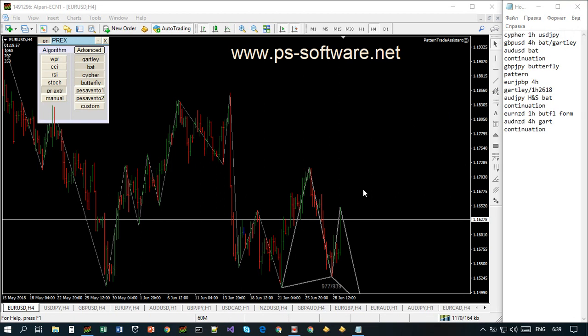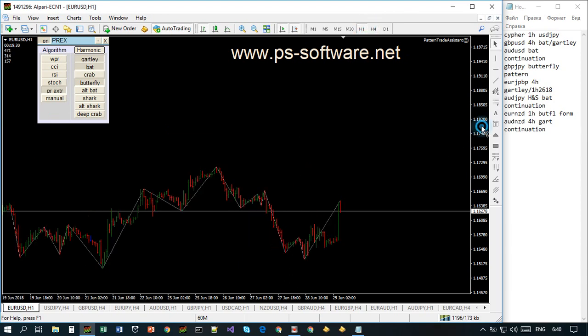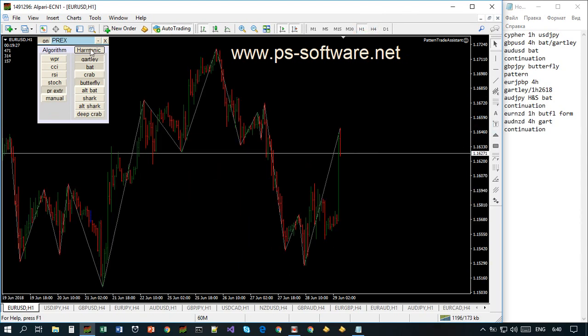Now let us start. The first pair is euro-dollar. From what I see from an advanced pattern perspective, on the 4-hour time frame, we have this butterfly, while it is pretty far from completion. From the harmonic pattern approach, we have nothing except this deep crab pattern, but it is again very far from completion. Now let us switch to the 1-hour time frame and analyze it from the 1-hour perspective. Based on the harmonic approach we have nothing, and based on the advanced pattern approach we have nothing.